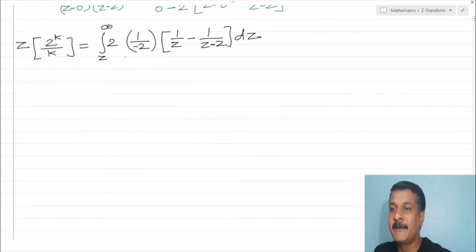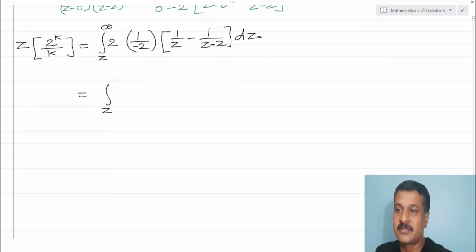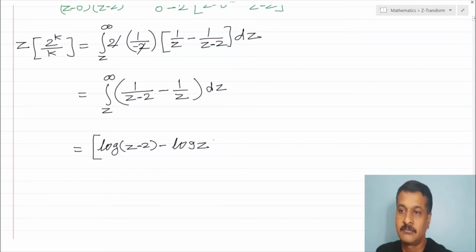So this 2 and this 2 get cancelled, and this minus sign you adjust inside, and that is why here I am getting the reverse. So therefore that is equal to integration z to infinity, this 2 get cancelled, 1 upon z minus 2 minus 1 by z into dz. So by using standard integration I am getting it is nothing but log of z minus 2 minus log z, lower limit z, upper limit infinity.